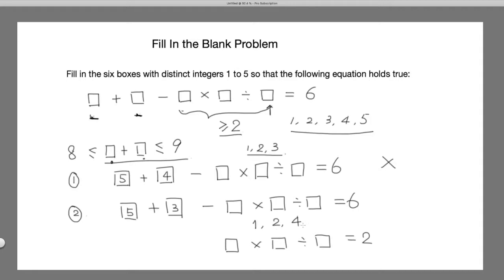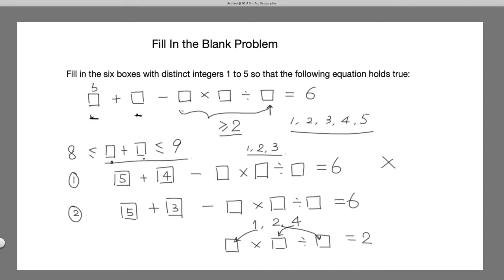The 4 cannot go there, right? 1 times 2 divided by 4 is not an integer. So 4 has to go somewhere here. And then with that, 2 cannot go there. 2 has to go there. And 1 goes there. So 1 times 4 divided by 2 equals 2. And so we have the solution.